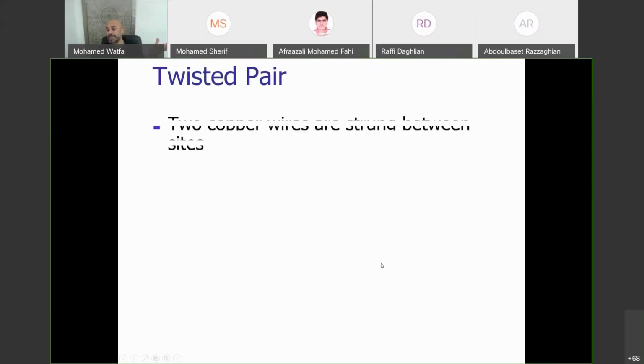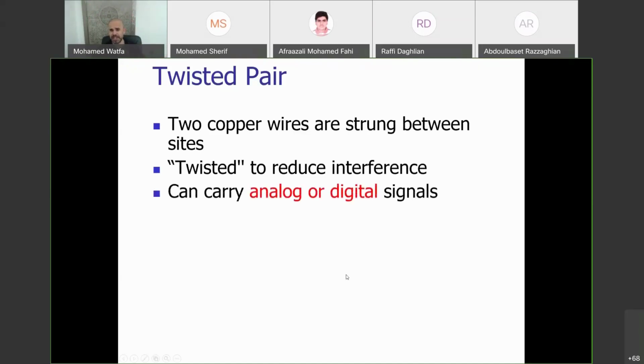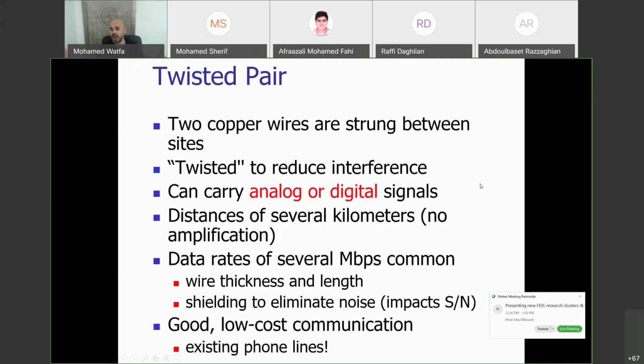So twisted pair is the most common cable. It's two copper wires twisted, again, to reduce interference. It could be either analog or digital. We have distances of several kilometers. We cannot usually amplify them, but typically we are talking about short distances. I don't know if I have a cable here, but you have twisted pair in your houses. The cable that you plug into your laptop is most likely a twisted pair. It looks like a telephone line as well. So the distance is very low. You cannot go high distances.